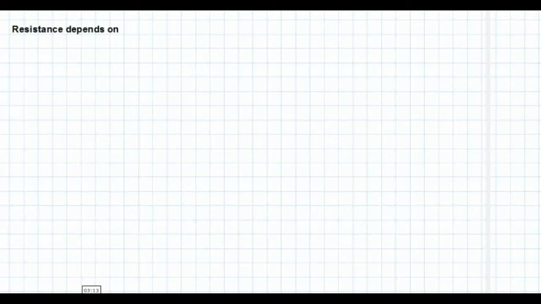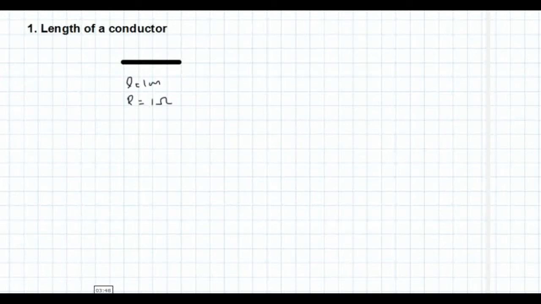Then the resistance of a conductor depends on many factors. One factor is the length of the conductor. So how does the resistance depend on the length of a conductor? For this we are considering a small conductor. The length of this conductor is, suppose, 1 meter, and the resistance of this 1 meter wire is, suppose, 1 ohm.